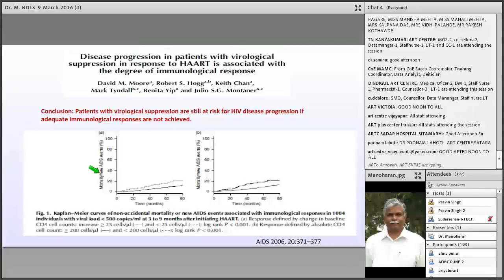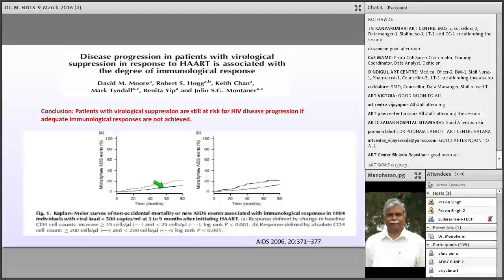the non-AIDS or AIDS related morbidities, mortalities, and AIDS related events are quoted on this axis, and the response in CD4 cells after ART, less than 25 cells and more than 25 cells, is also quoted in this Kaplan-Meier curve. So if you see, if it is less than 25 cells increase after 6 months, the mortality and the non-AIDS or AIDS related events are quite high in this particular group.